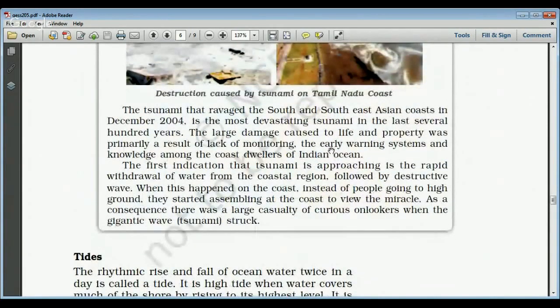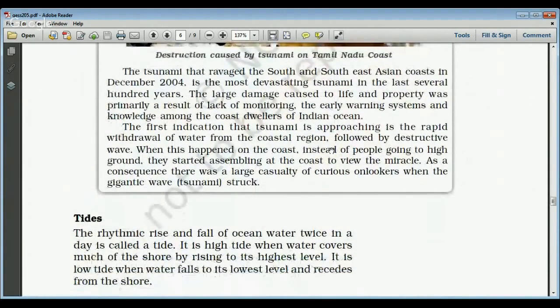And this is some of the details written. See, there are various types of indications that can predict that a tsunami is approaching or coming. The first indication is the rapid withdrawal of the water from the coastal region.